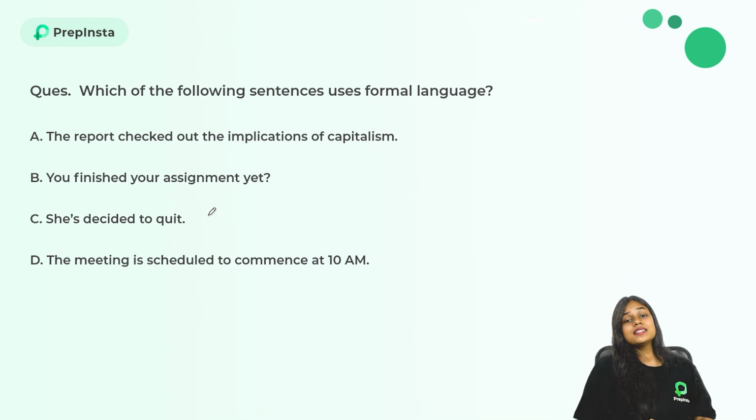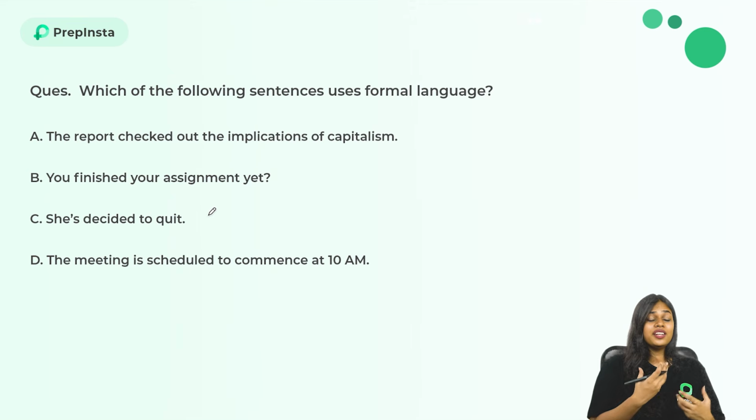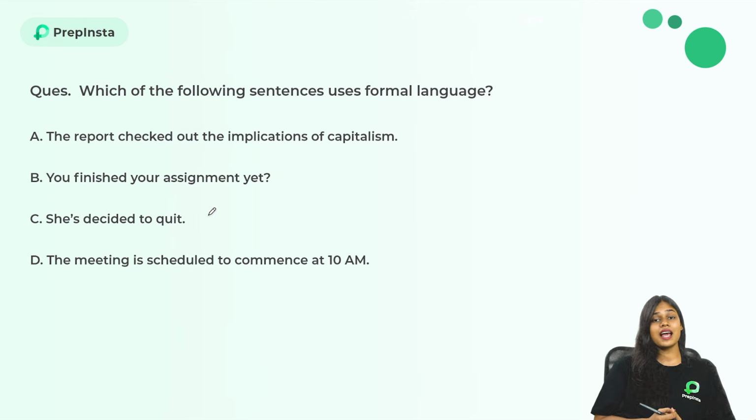Which of the following sentences uses formal language? This is a very new type of question which TCS has introduced, formal and informal language. Again, you are going to get the theory in the verbal course for Prep Insta Prime. So, if you want to check that out, make sure you go and subscribe to Prep Insta Prime. The report checked out the implications of capitalism. You finish your assignment yet? She's decided to quit and the meeting is scheduled to commence at 10 a.m.